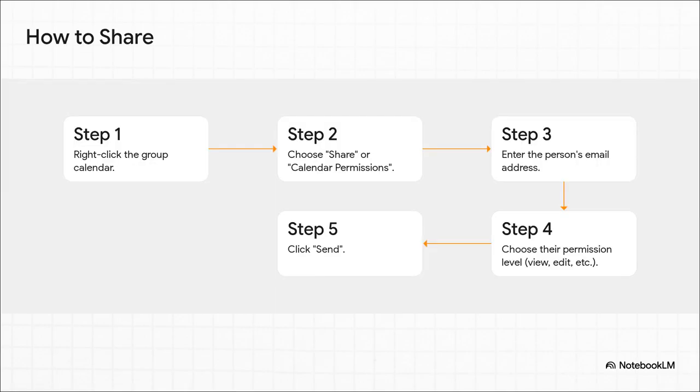So, what happens when you need to bring someone into the loop who wasn't in the original group? Sharing is incredibly simple. It's just a right-click on the calendar, choose to share, and then, and this is the important part, you decide exactly what level of access they need. You can let them just see what's going on, or you can give them full power to edit things.